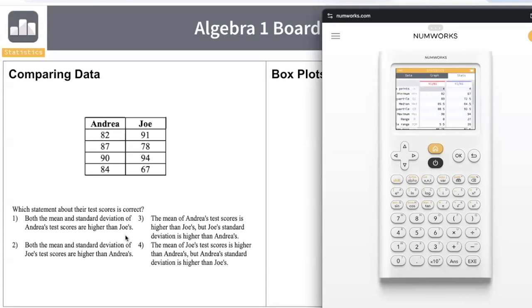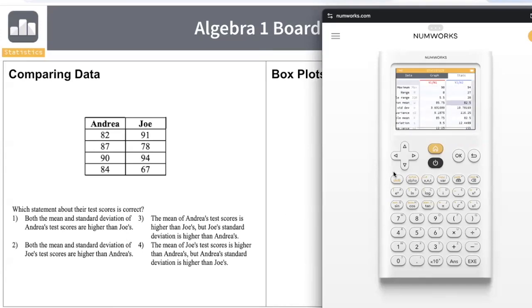I can scroll down and see the word for mean, but also what symbol it goes with. When I go down this column, I can find mean. Again, there's population mean, and there's also the sample mean. We're going to use population. The symbols are there. So I would compare the two, and they're side by side. Students just have to remember Andrea is on the left side, because I entered that data first, and then Joe was on the right.